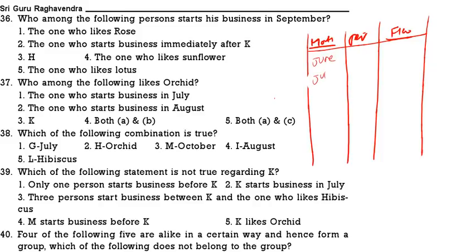June, July, August, September, October, November, December. These are the months.